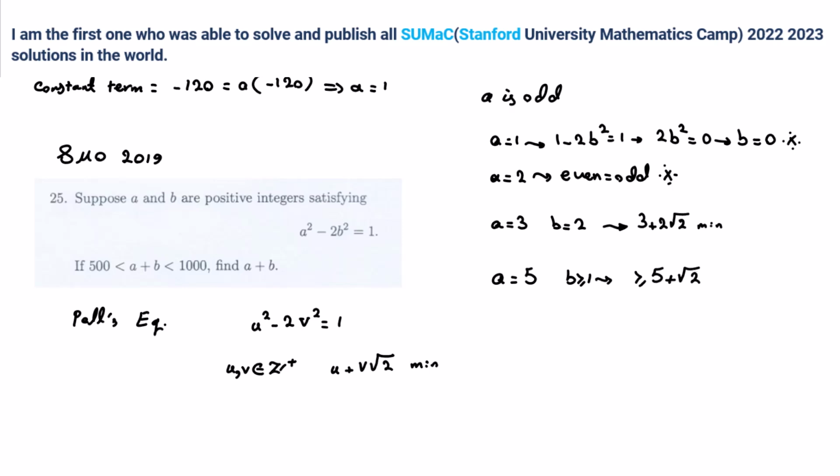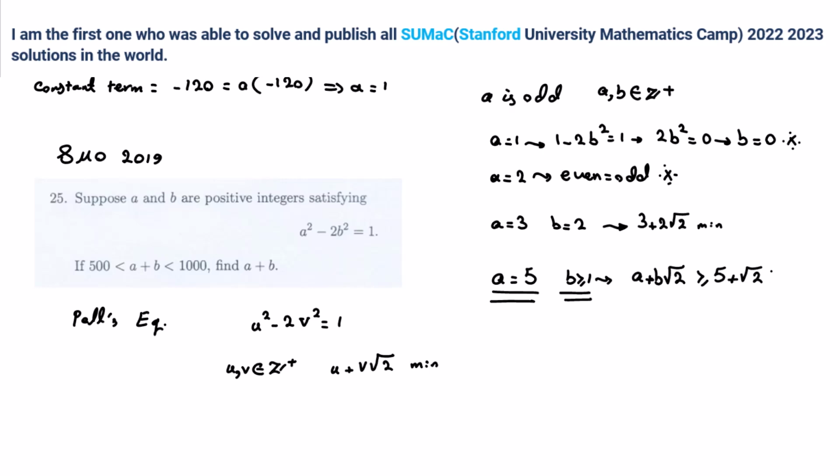Sorry, I don't get it. Do you agree we said a and b are positive integers, right? Yeah. So if a is 5, b is at least 1, right? Yeah, b is at least 1, because it cannot be less than 1 since it is positive, right? Yeah. So then do you agree a plus b root 2 is at least 5 plus root 2?